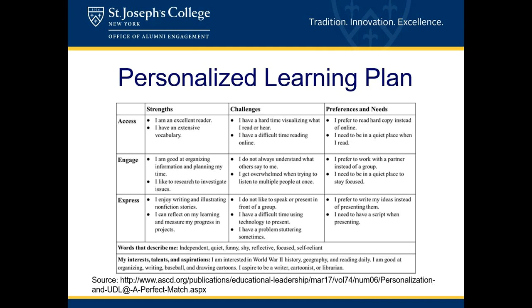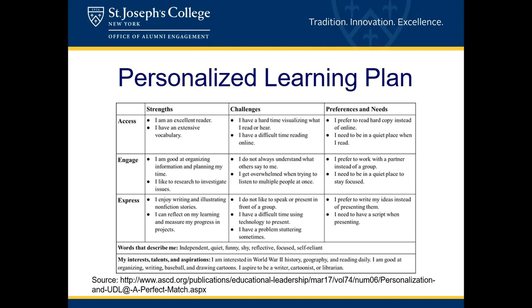So finding out what those strengths are of your students. It could be that that student is an excellent reader, but as you see with the challenges, they have a hard time visualizing what they read or what they hear. So for this student, you might, as it says here, preferences and needs. They might need to have a hard copy instead of having something just reading on the screen. They might need to be in a quiet place to focus and be able to kind of visualize the text that they're reading.